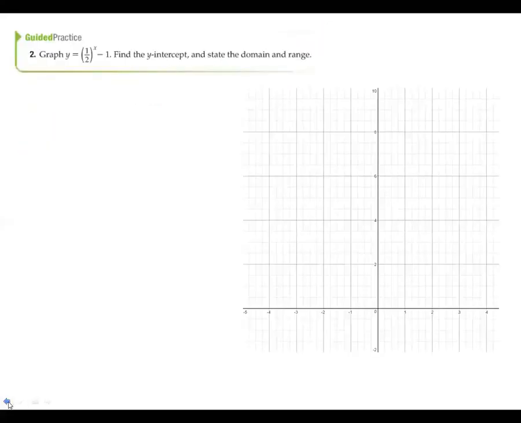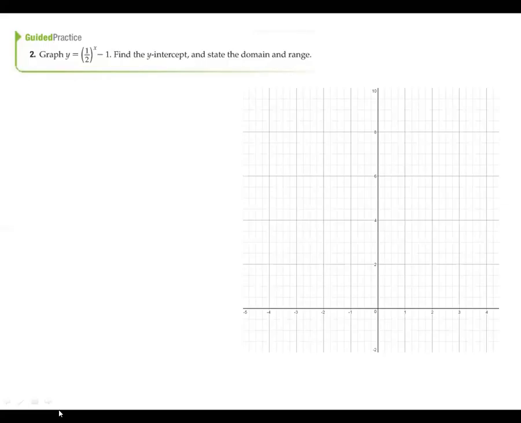So here's one for you to try. I want you to graph y equals 1/2 to the x power minus 1. Now here, when you make your table, you want to do 1/2 to the x power, and whatever that answer is, subtract 1 from that. Okay? And we're going to find the y-intercept and state the domain and range. Go ahead and pause the video.